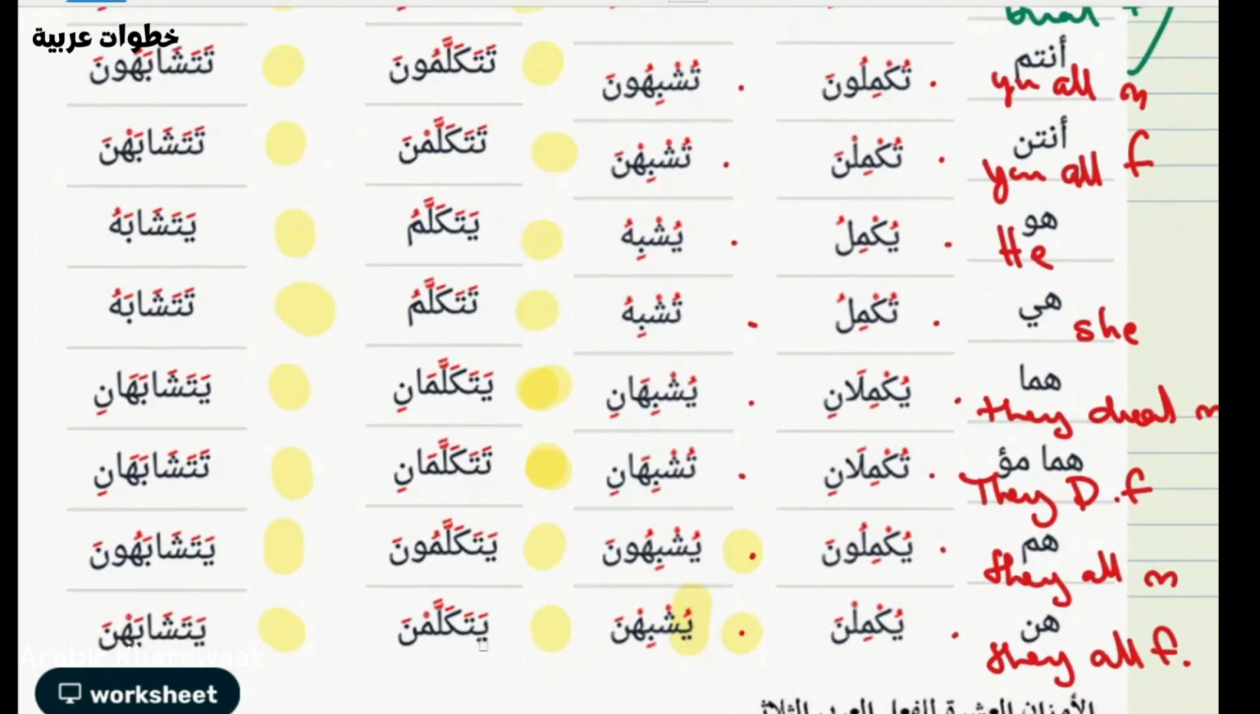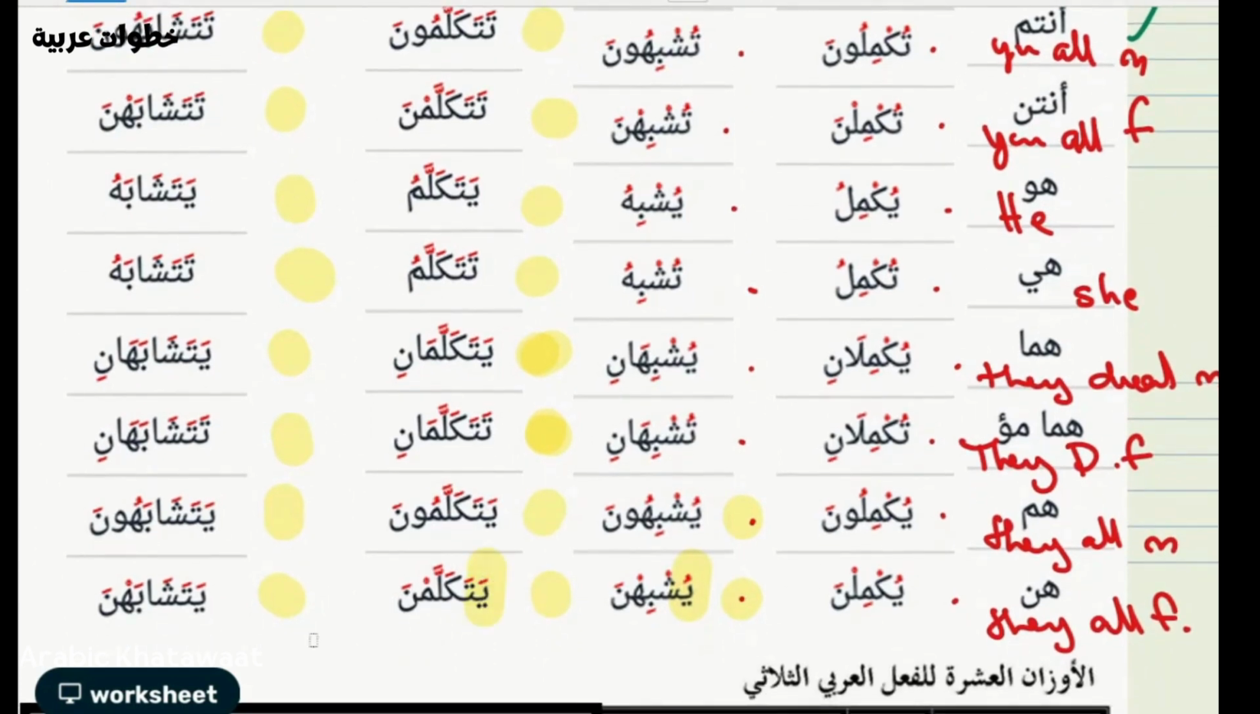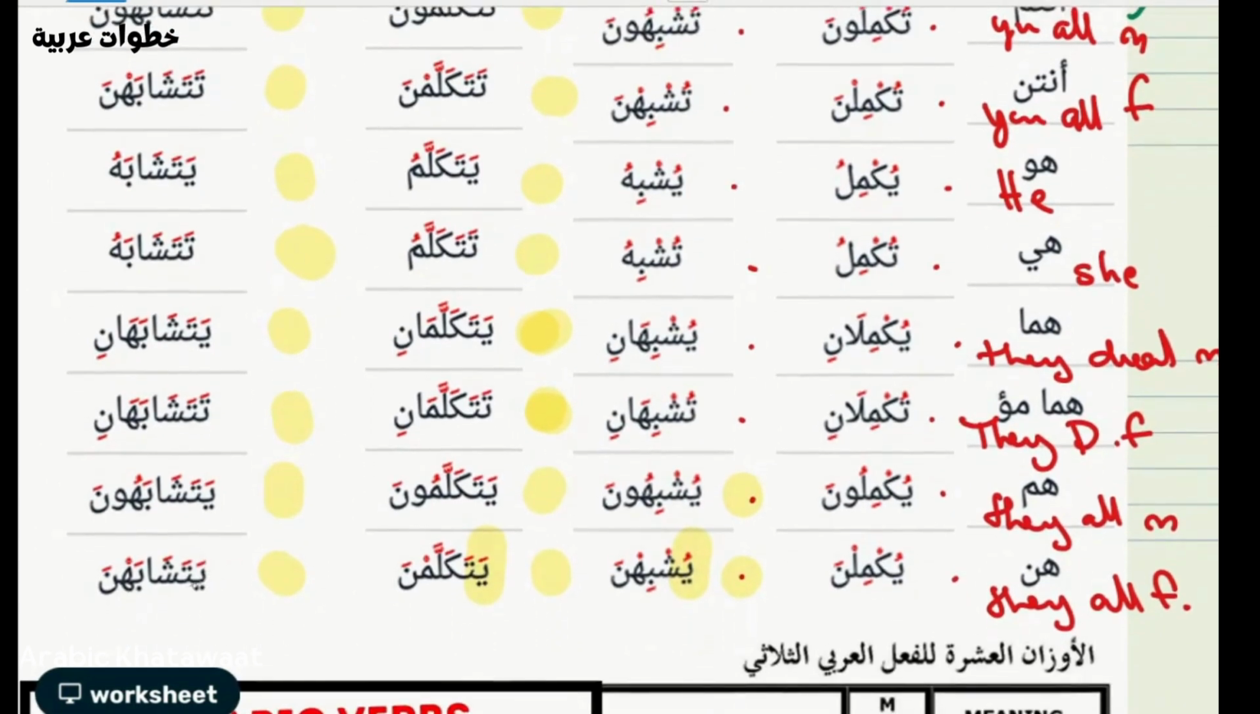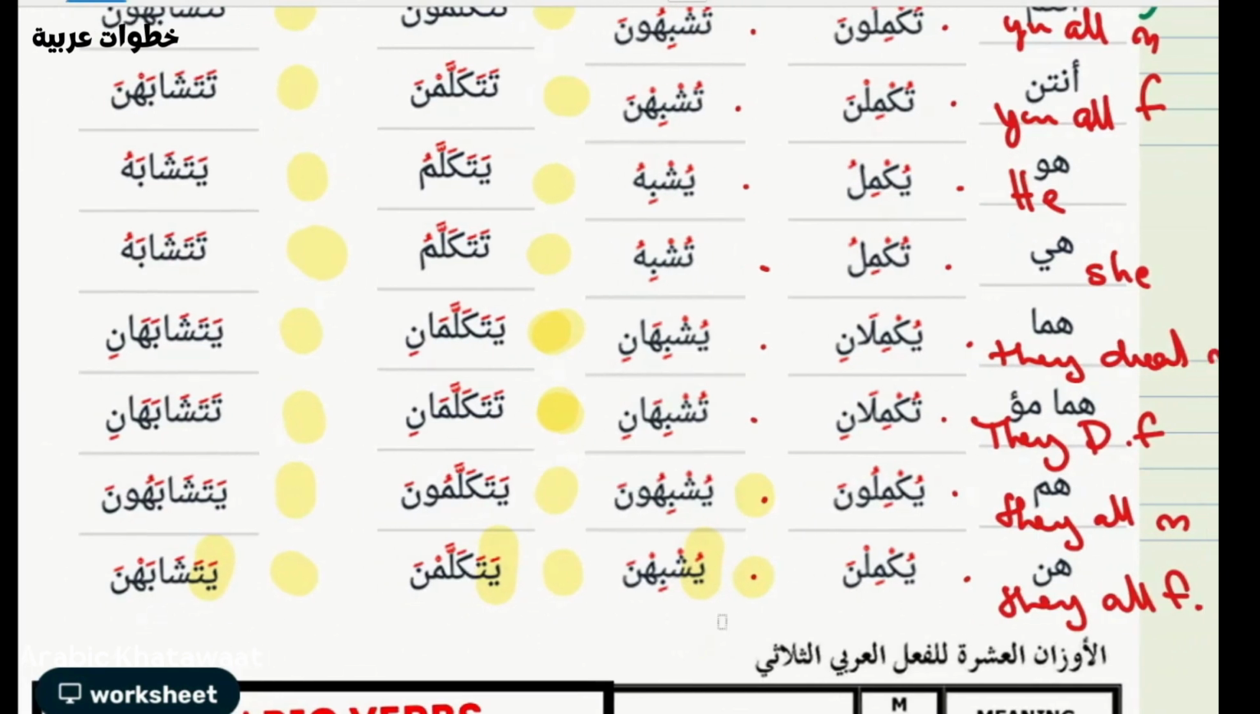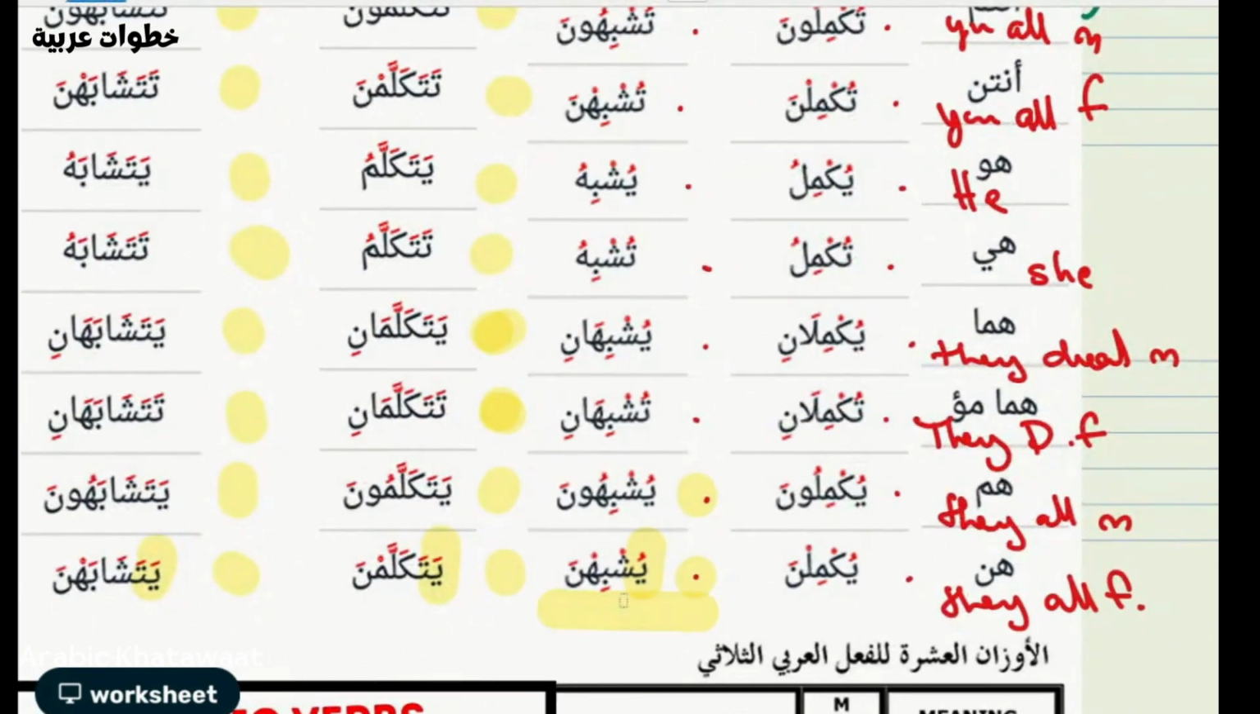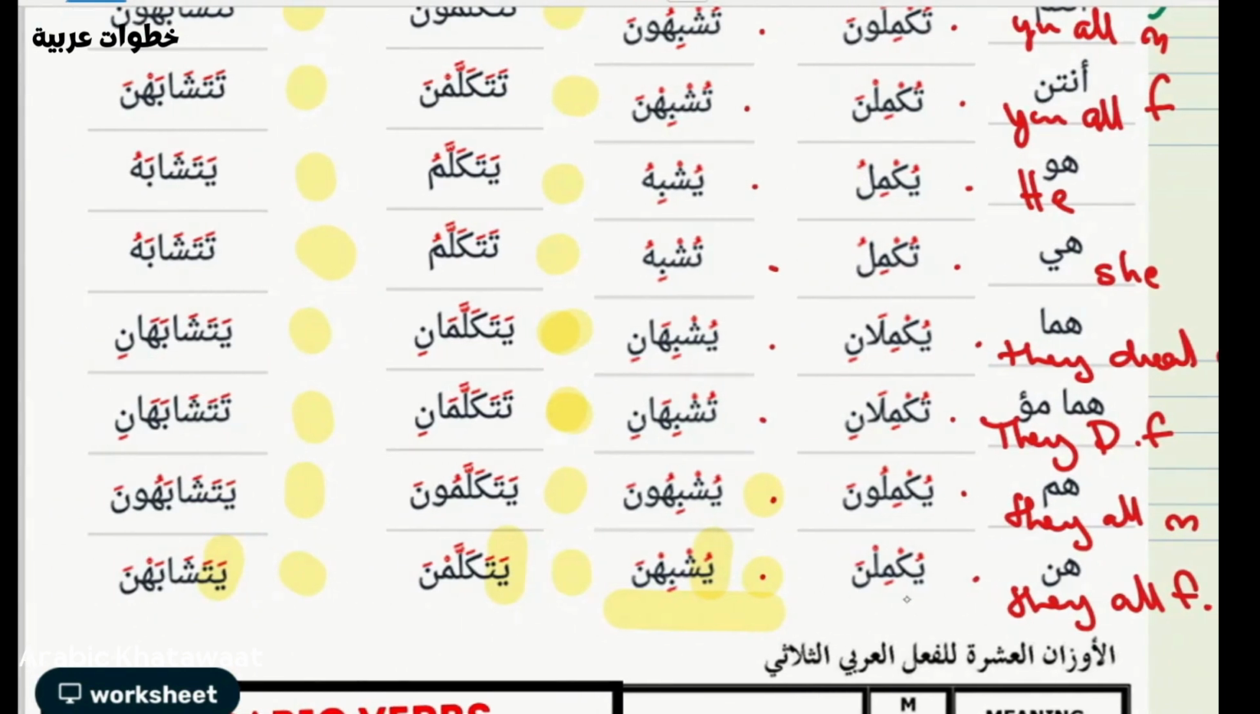Do you see the dhamma over here? There is a dhamma on the U, there is a fatha on the ya, meaning that the verb, the first one, like we said, starts with an alif. And you can see it also in akmala.